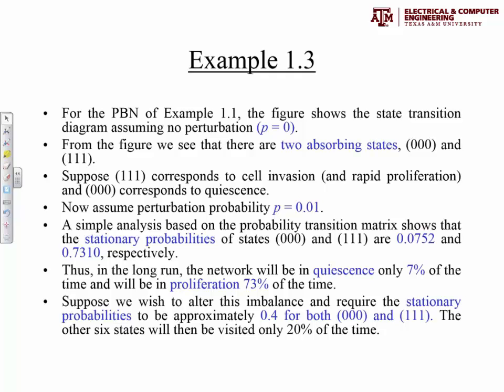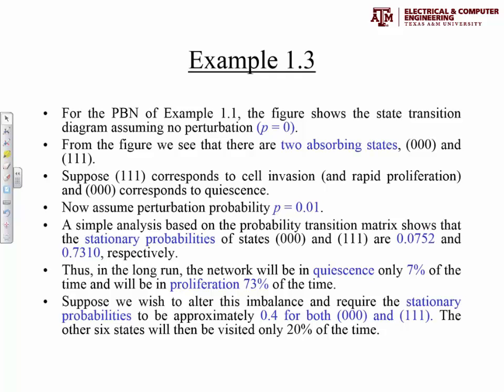So for the PBN of example 1.1, the figure shows the state transition diagram, the figure that I showed you, assuming no perturbation, p equal to 0. From the figure, we saw that there were two absorbing states, 0,0,0 and 1,1,1. Suppose 1,1,1 corresponds to cell invasion and rapid proliferation, and 0,0,0 corresponds to quiescence.